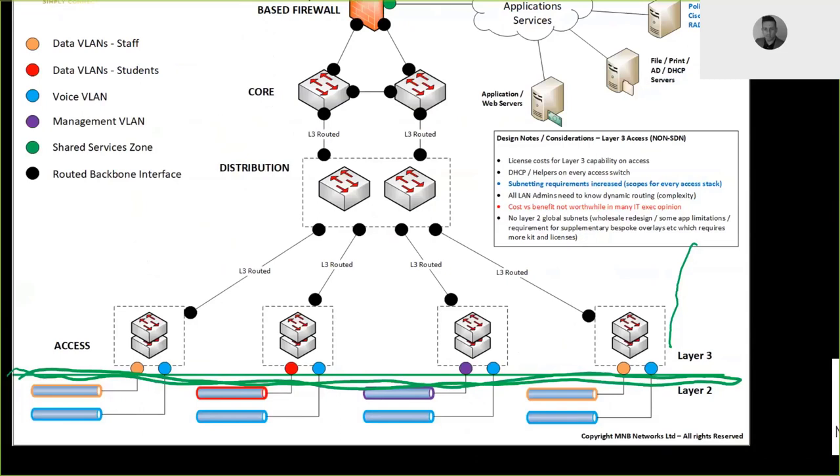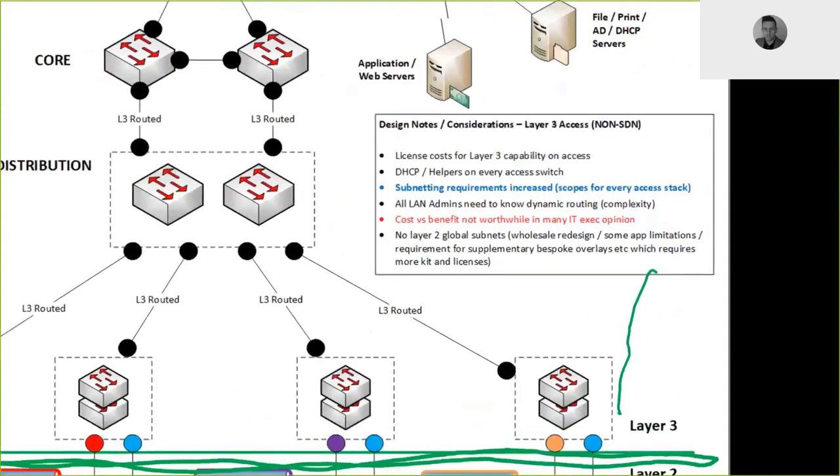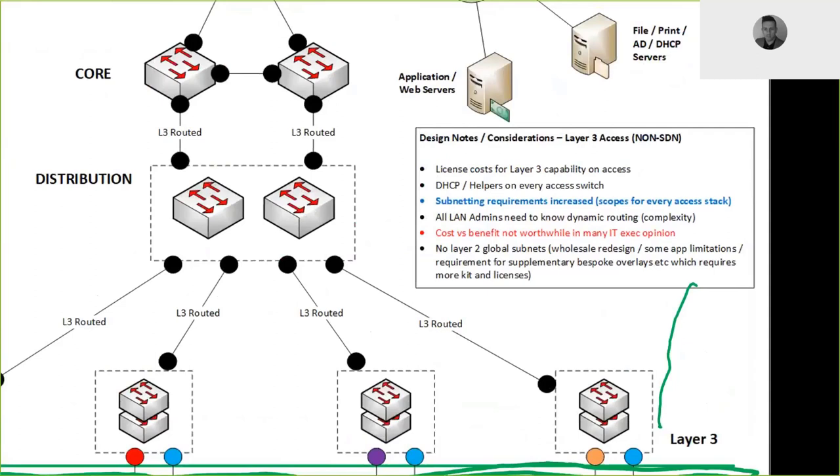Now, it never really took off in the campus or office environment. Although it gives you some benefits in protecting the network, that wasn't something that happened every day, only when you had one of these loops. Having worked for integrators and Cisco partners for a long time, anytime this conversation came up with a customer, the point you see at the top of the design notes and considerations was the license costs for layer 3 capability on the access.